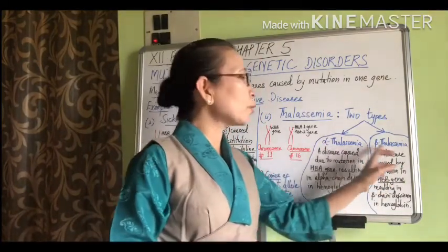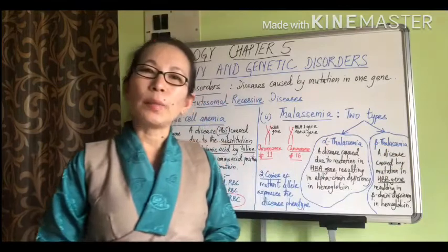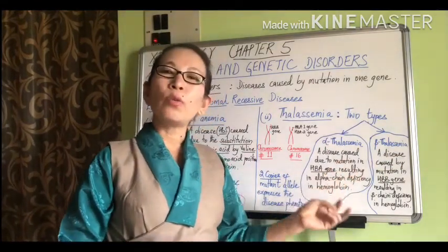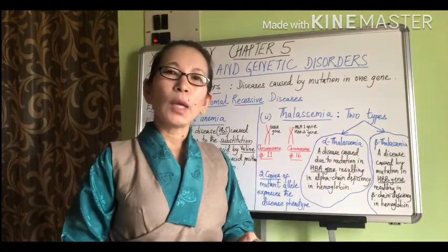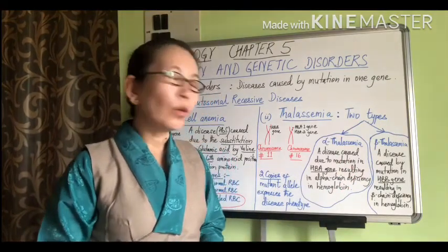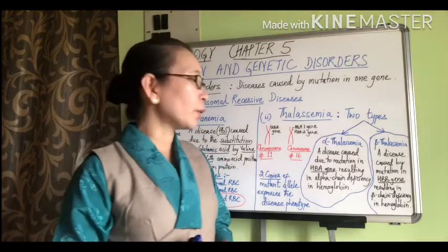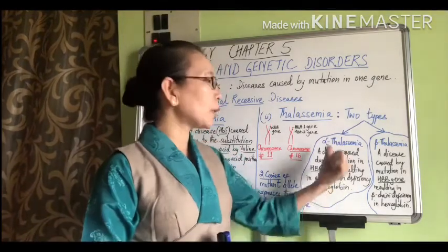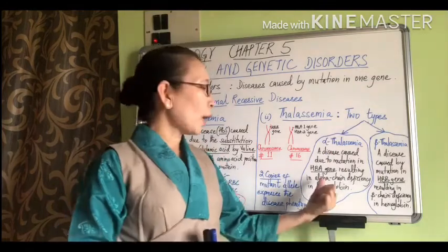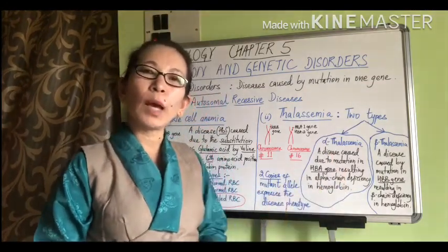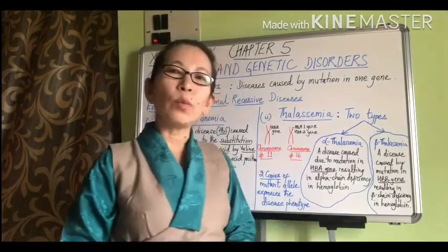So both these types, alpha and beta thalassemia, result in a reduced level of hemoglobin. We have an imbalanced level of the hemoglobin chains being produced in alpha and beta thalassemia. Alpha thalassemia individuals are going to have a higher amount of beta chain and very little alpha chain, and hence they are going to have abnormal levels of hemoglobin.